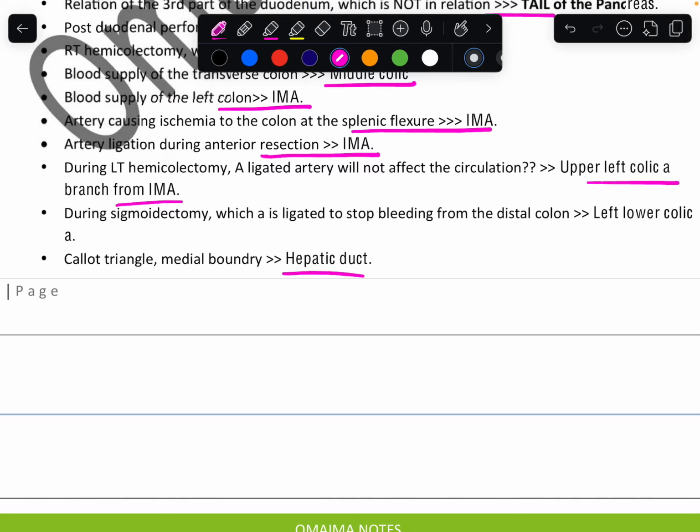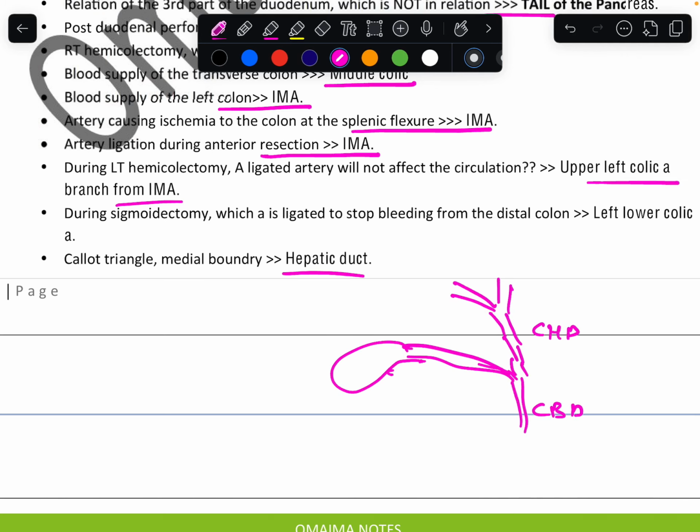Calot triangle medial border is hepatic duct. It's a common hepatic duct actually. Hepatic duct, common bile duct. Two hepatic ducts form the common hepatic duct. Then the cystic duct joins it, and there is common duct, CBD. This is common hepatic duct. This is right and left hepatic duct. This is cystic duct. This is the Calot triangle.